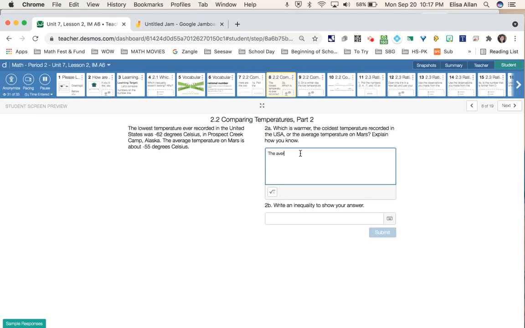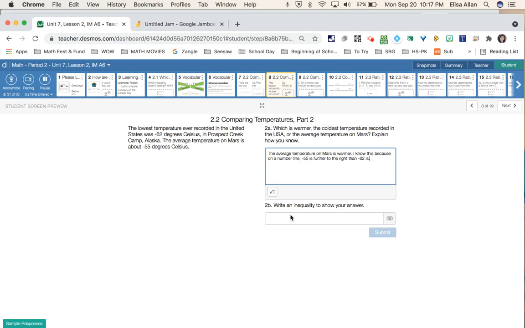The average temperature on Mars is warmer. I know this because on a number line, there we go, negative 55 is further to the right than negative 62 is.